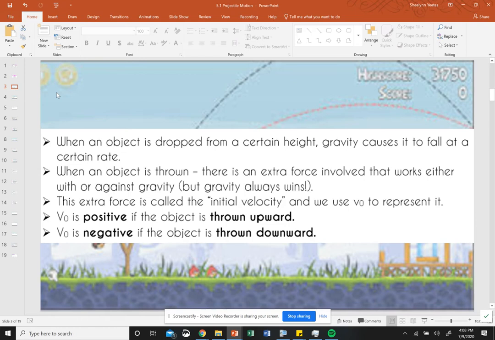So this extra force is called initial velocity. We use v naught, or v with a little zero, to represent it. It basically means starting velocity. So v naught is positive if the object is thrown upwards. It's negative if it's thrown downwards, because gravity is considered a negative force. So when we throw against gravity, it would be positive. If we throw with gravity, it would be negative.